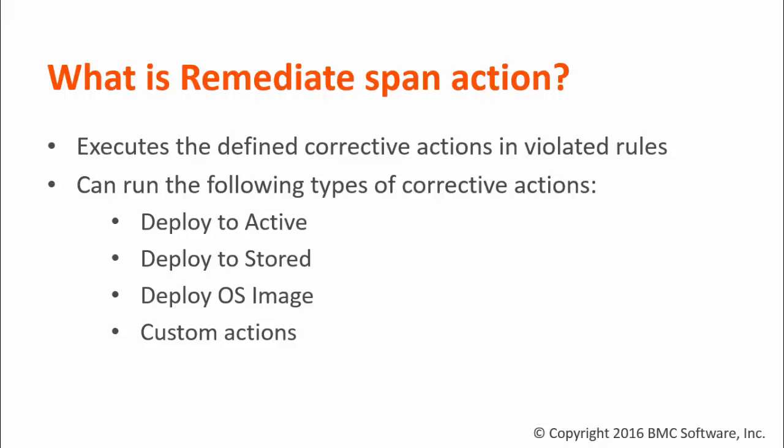As compared to these span actions, a Remediate span action can run the following types of corrective actions: deploy to active, deploy to stored, deploy OS image, and custom actions. For the purpose of this video, let's clear violations on two Cisco devices with one Remediate job. Let's go to the dashboard.